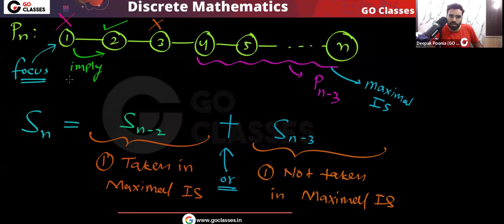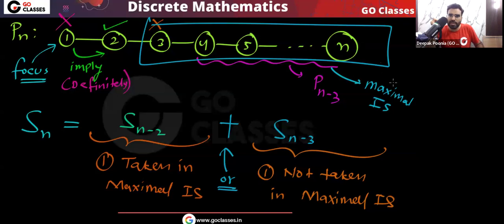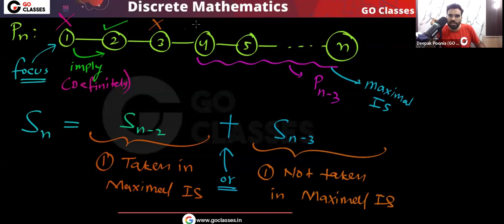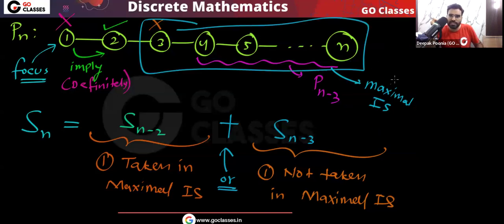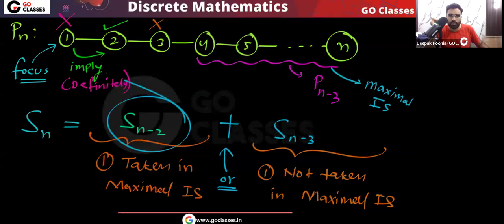Okay, that's it. I hope you understood. So this is the recurrence relation that we got. Very simple. Remember, just focus on this vertex 1, and our purpose is to create a maximal independent set. If I take this 1 in the maximal independent set, then I cannot take 2. Then from the remaining graph, I need to make a maximal independent set. So in the remaining graph, how many maximal independent sets can I create? That will be Sn minus 2.